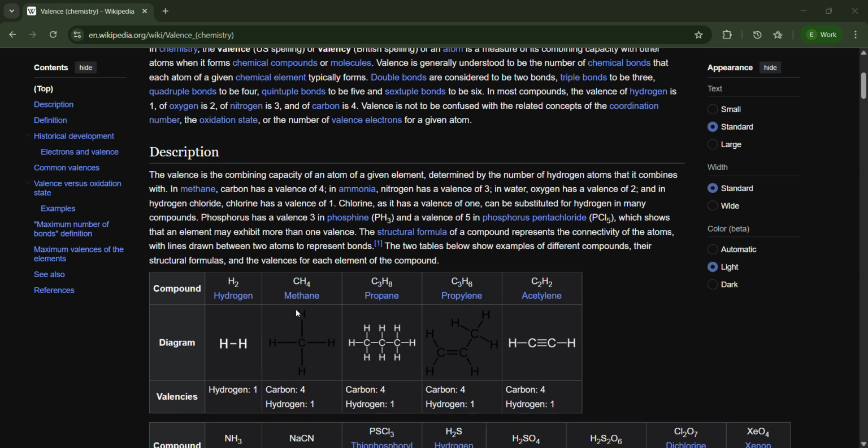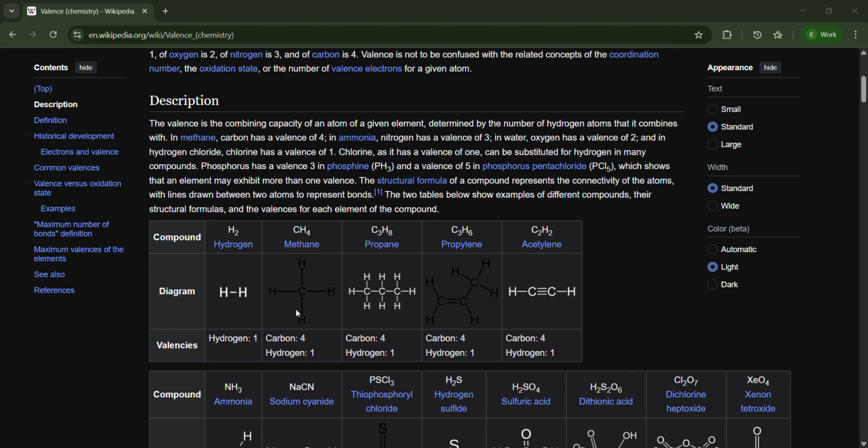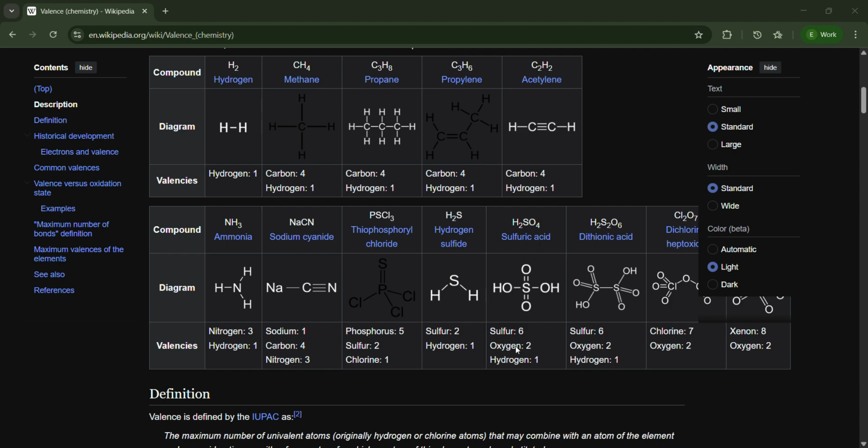So basically, I think valence is like a number which represents the combining capacity, as in with how many other different or same atoms or molecules that atom can interact with. For example, here it is shown that hydrogen has 1. Here carbon has 4. Again, each carbon has 4. Here again 4, here again 3 plus 1, 4. Okay.